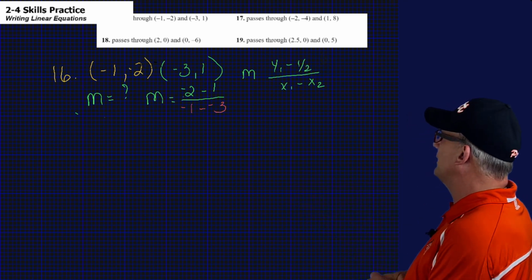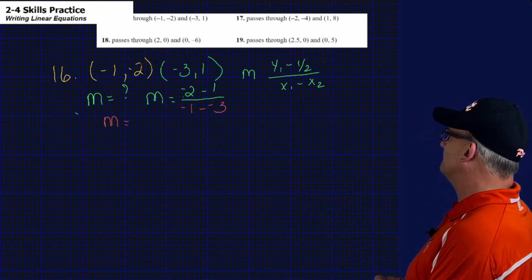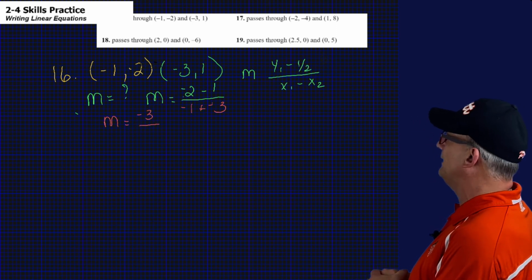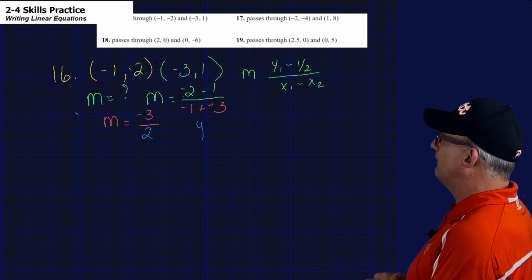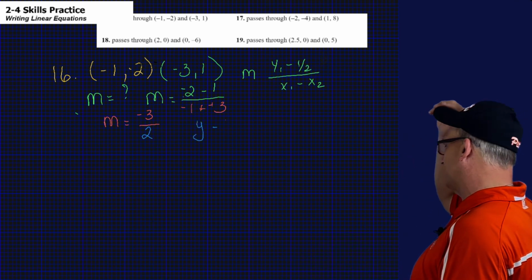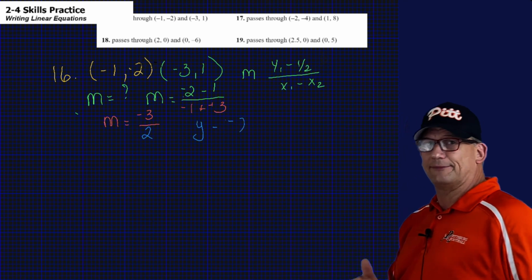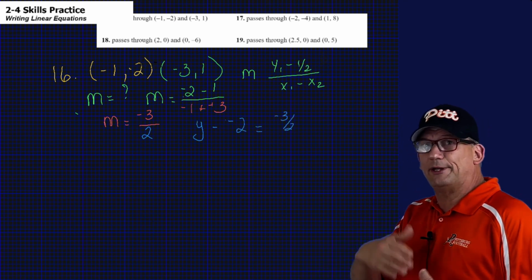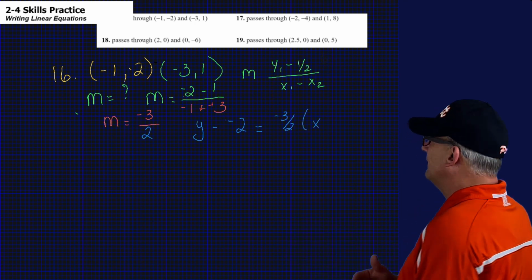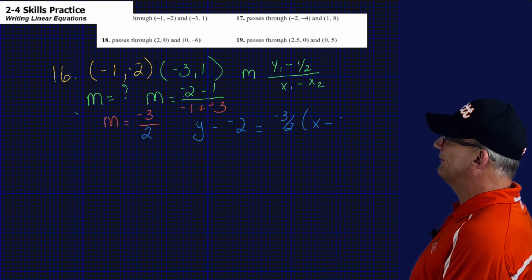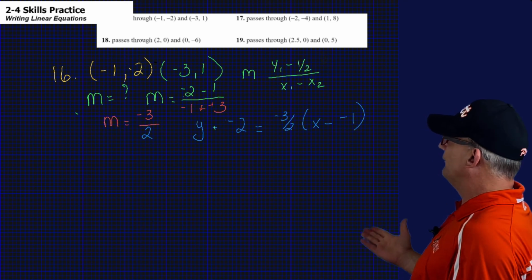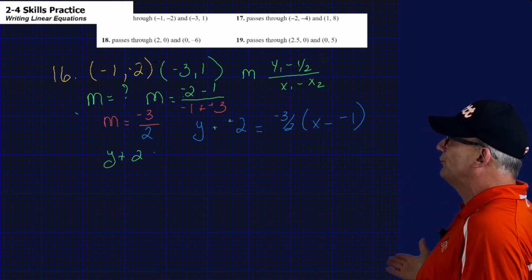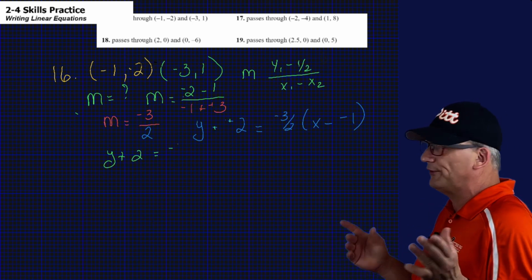So looking at the first one, the slope. What are we going to do? We got -2, right? That's y minus y. And then -1 minus -3. The only thing here that's important is don't let the signs throw you off. You're subtracting a -3, it's a +3. Okay? So what do we have? We have m is -3/2. Choose either point. I chose the -1, -2, but you could have chosen -3, 1, whatever you think is easiest for you.